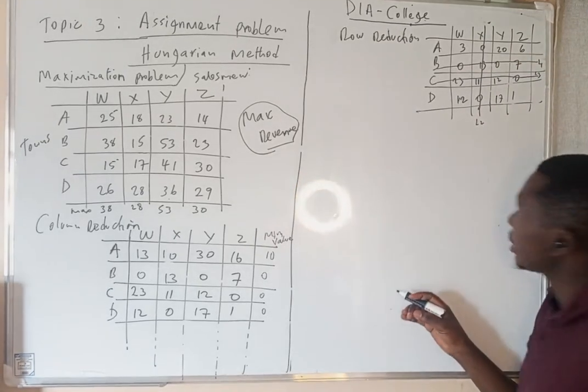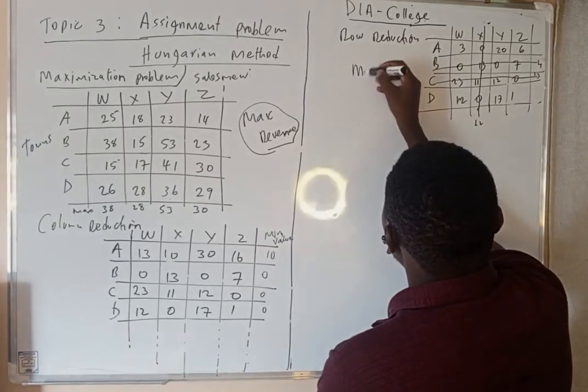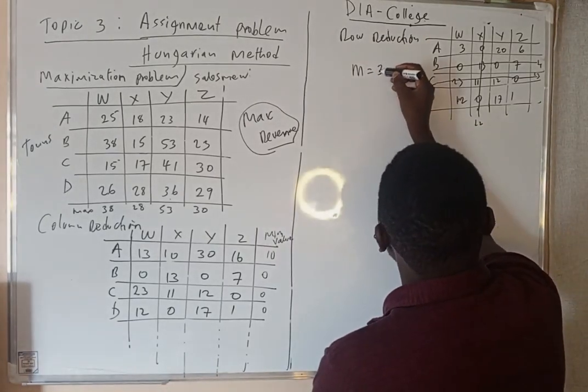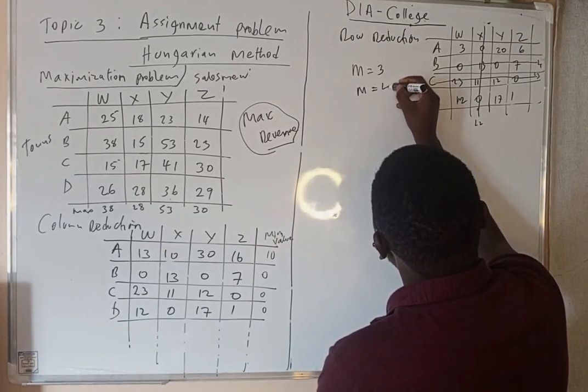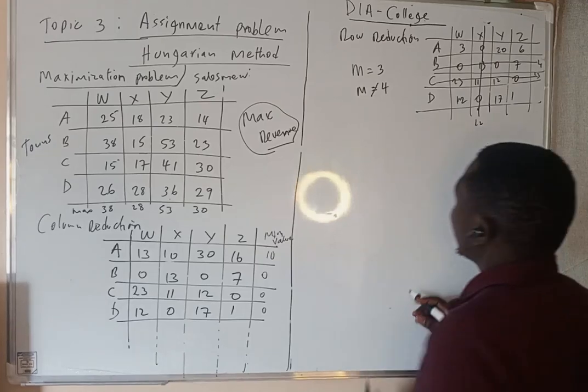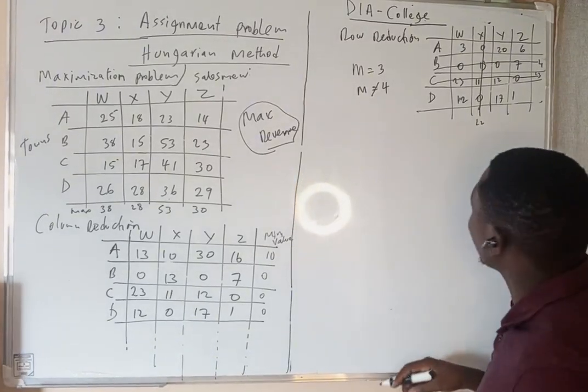So what you can see is that the number of lines, m, is equal to 3. However, m should be equal to 4. So in this case, m is not equal to 4. So we have not reached the optimal solution.